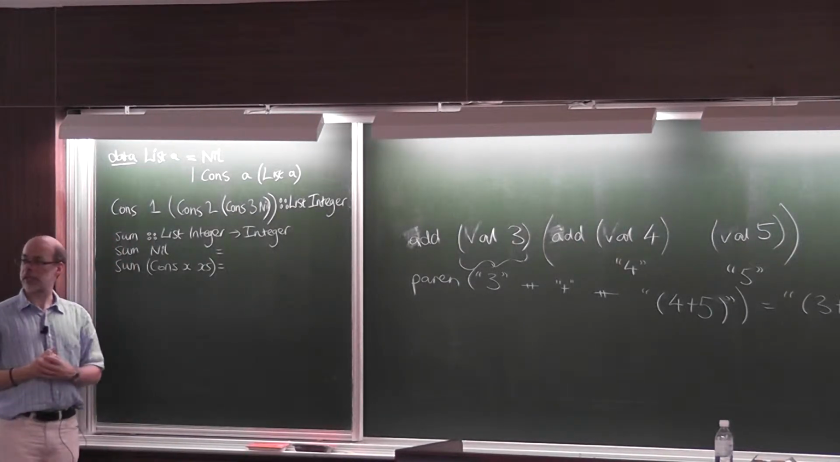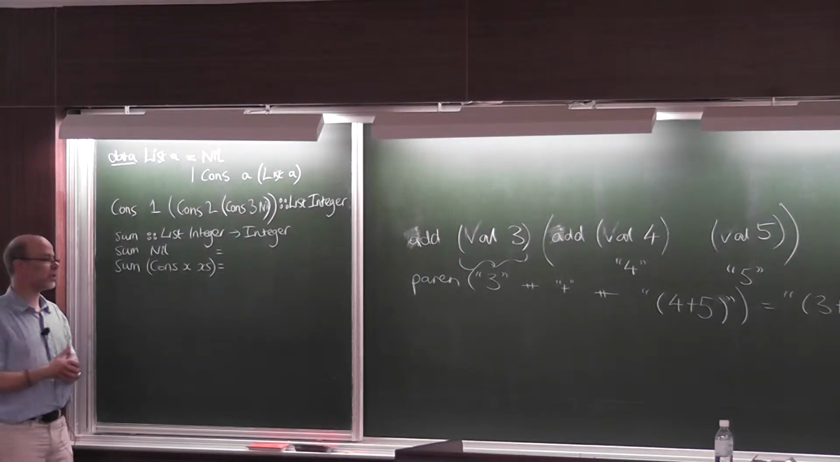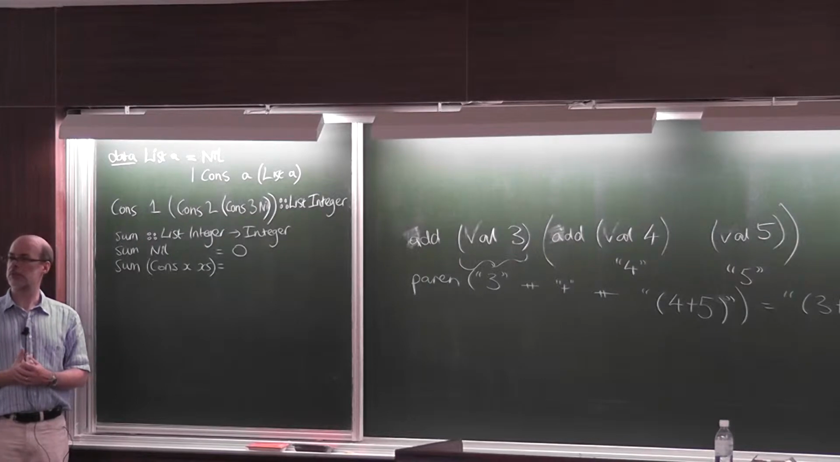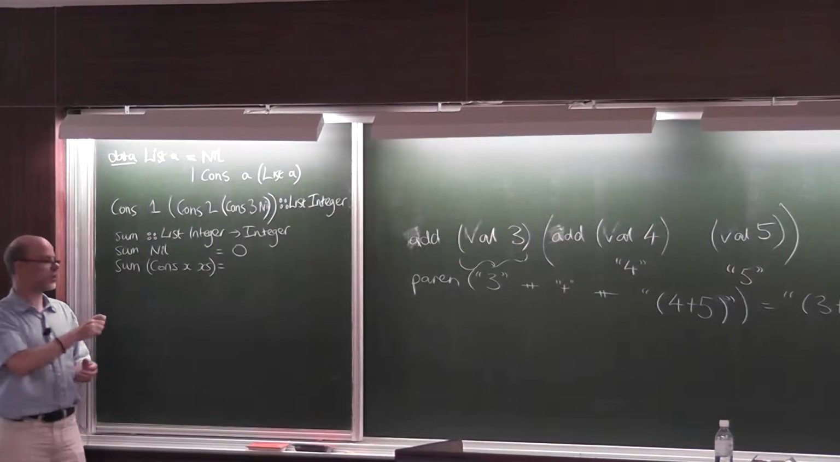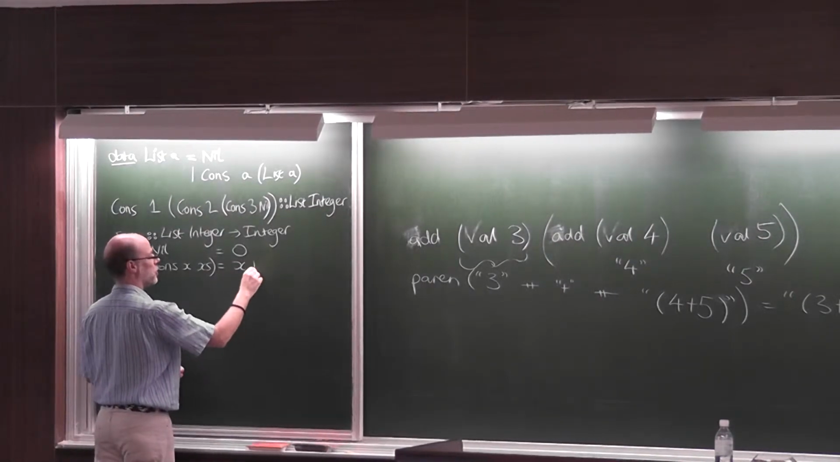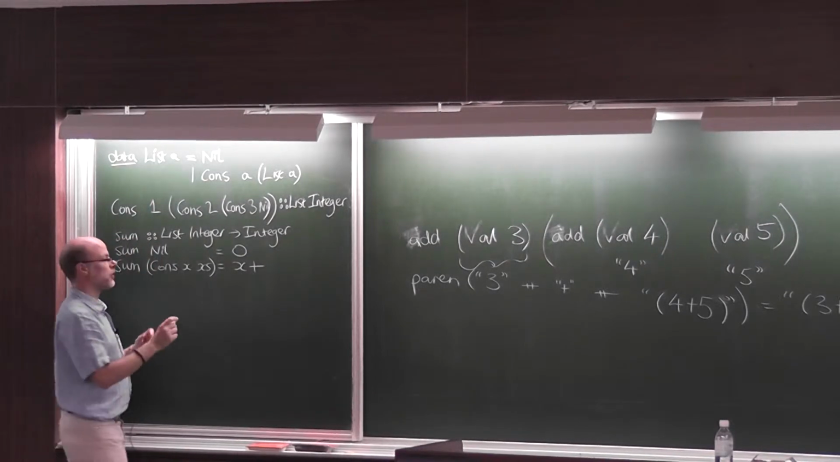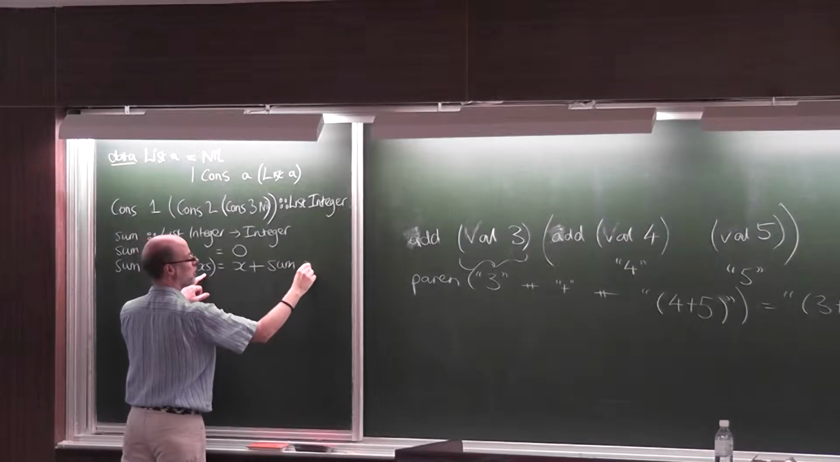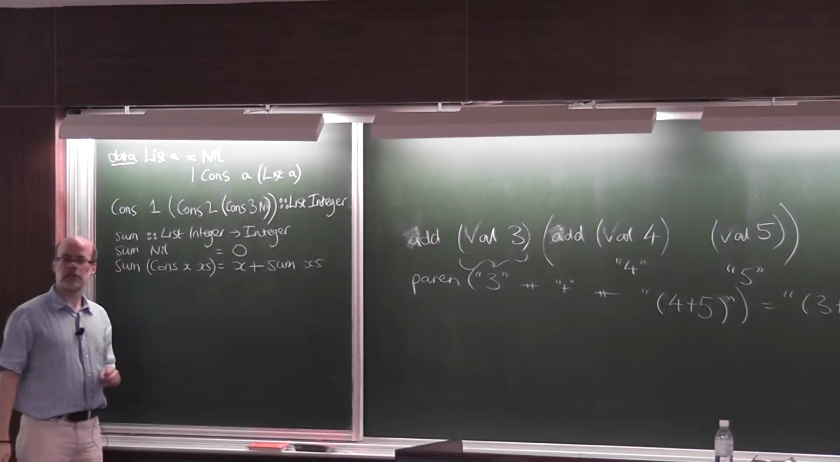So what's sum of the empty list? 0. Good. What's sum of cons x xs? x plus sum of xs. Right. So I have another list here, and I need to recursively sum that.